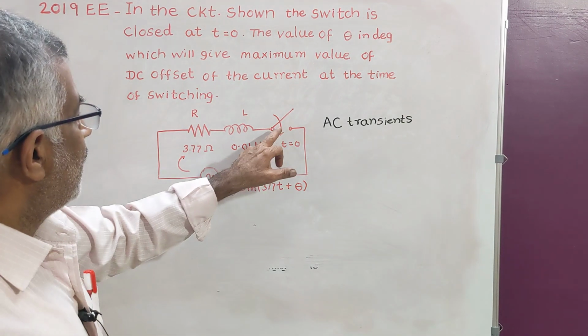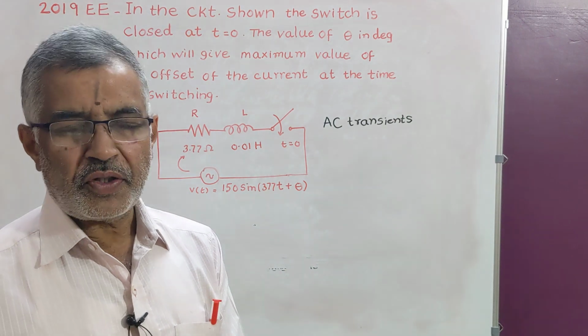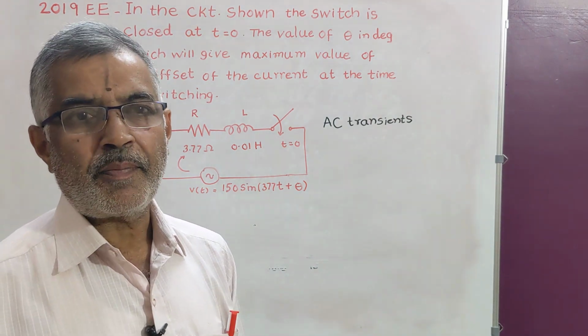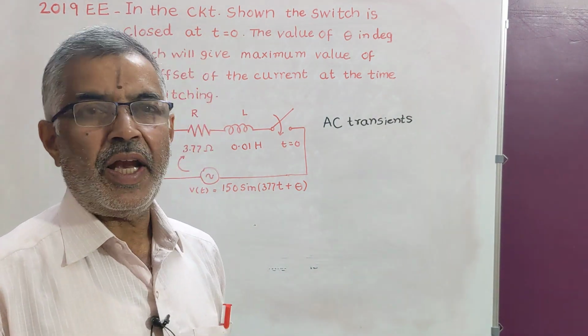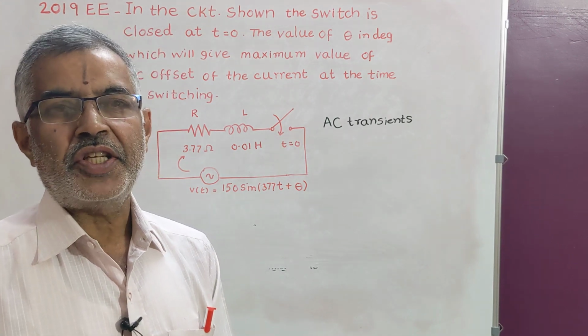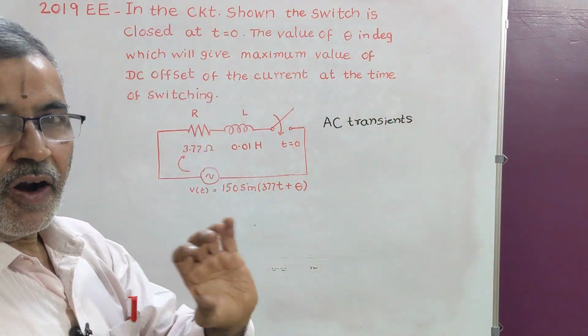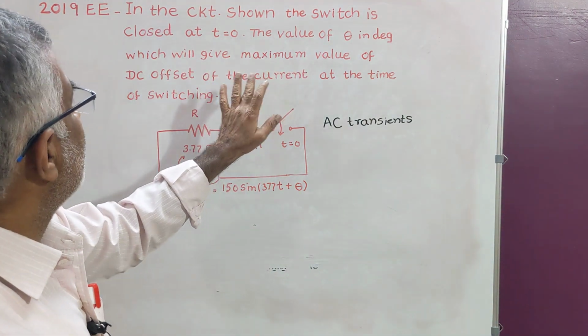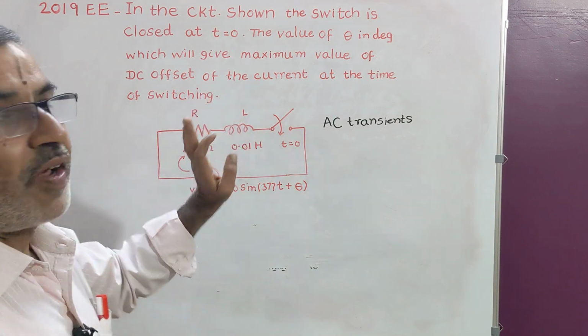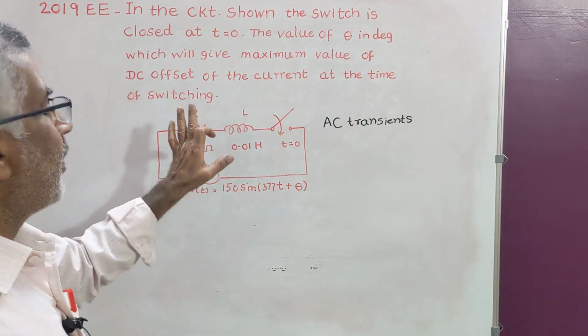First, the switch is closed at t equals 0. t equal to 0 means at any instant. For example, if I am closing the switch at 8 p.m., then 8 p.m. will be the start, that is t equal to 0. Now, for what value of theta will the current have the maximum DC offset value at the time of switching?